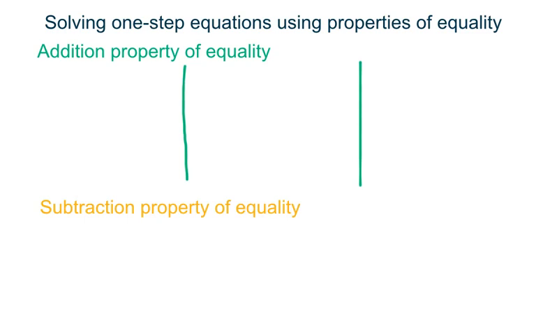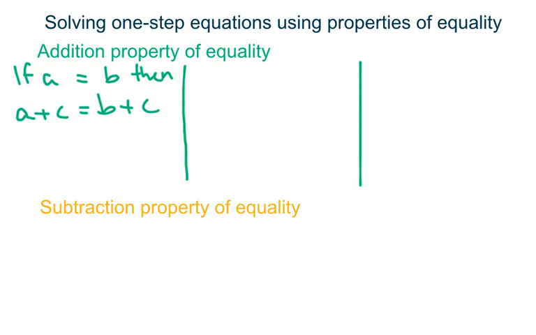Alright, so the first property is the addition property of equality, which says if you add something to one side of an equation, you have to add that same thing to the other side. It looks like this. If A equals B, then A plus C equals B plus C.